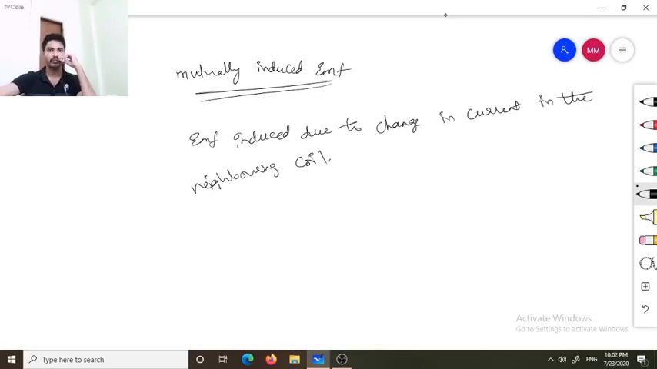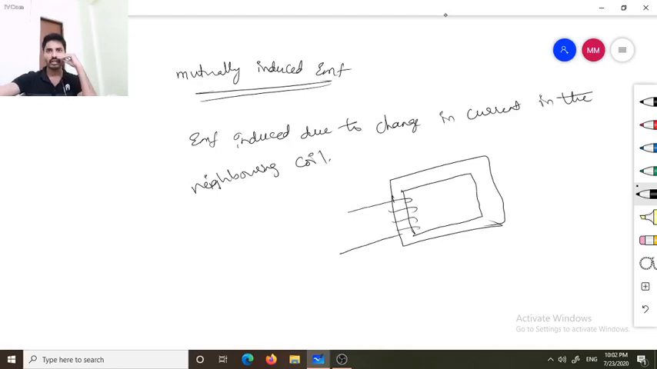In order to explain this, I am considering a transformer. Why? Because the transformer is the best example of statically induced EMF. In statically induced EMF there are two types, self-induced EMF and mutual induced EMF. So this is the schematic diagram of a transformer.